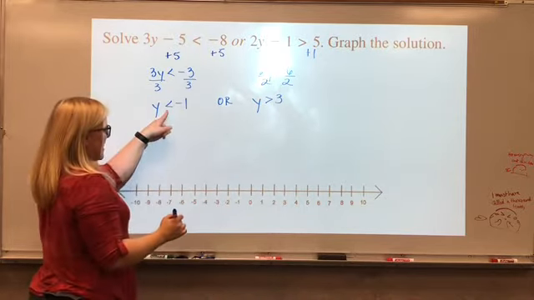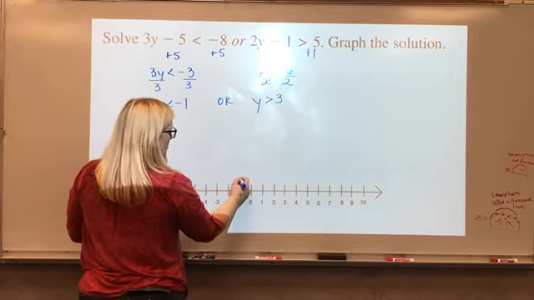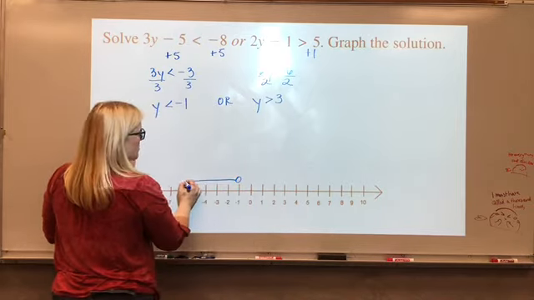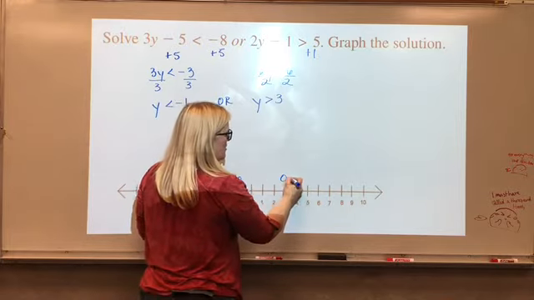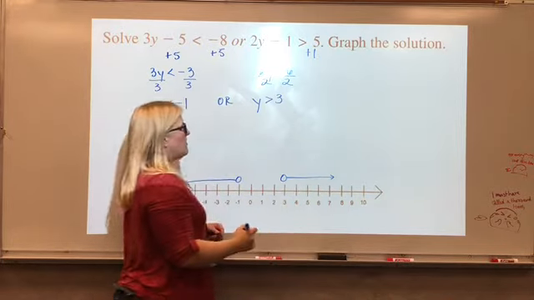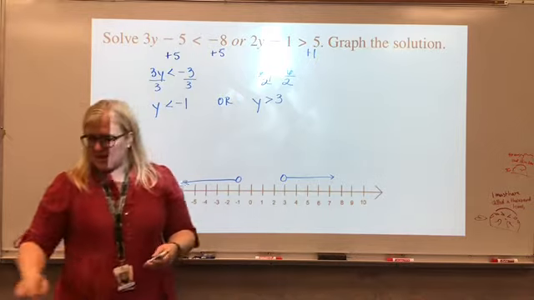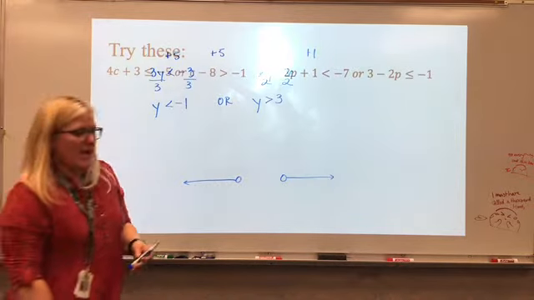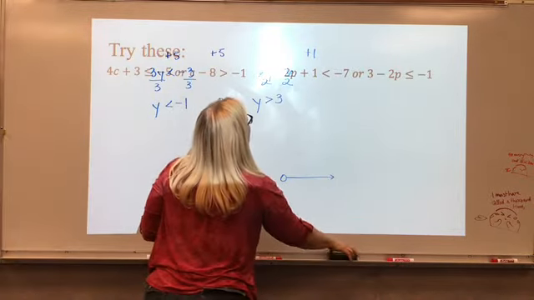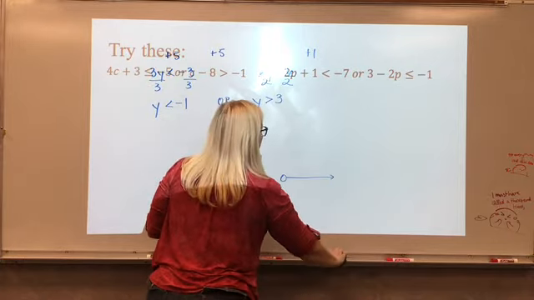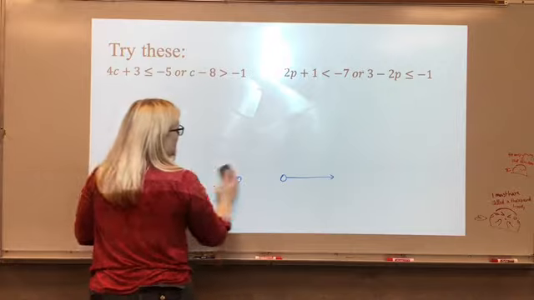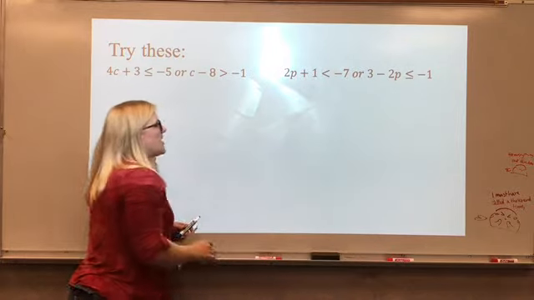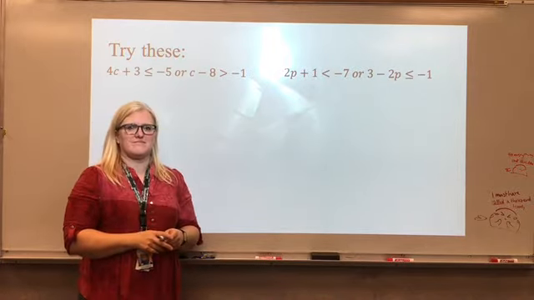So y is less than negative 1, open circle, goes to the left, and y is greater than 3, open circle, going to the right. Okay, so now I would like you to try these, now that you can see them, and go ahead and pause your video.